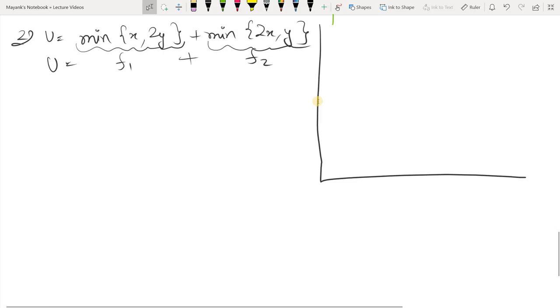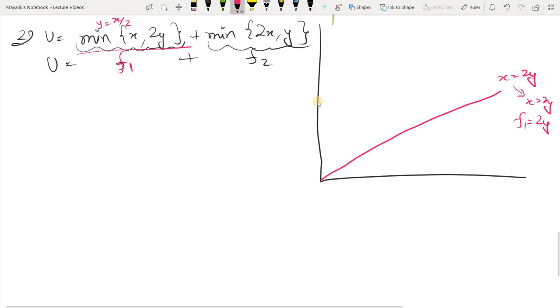Okay. For f1 you have min of x comma 2y. The two things are equal when x equals 2y. So x equals 2y is your y equals x by 2 line, which is the slope half line. On the right side of this you have x greater than 2y, so f1 will be 2y. On the left side you have x less than 2y, which means f1 will be equal to x. Okay, so that part is clear.